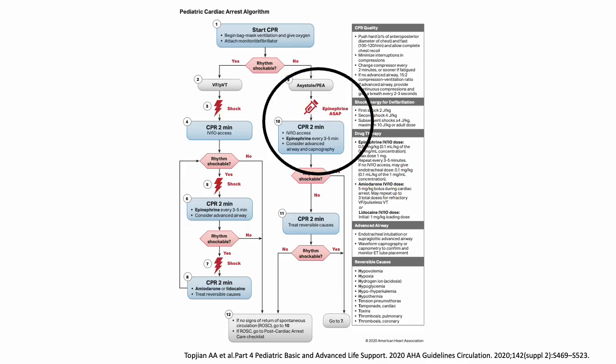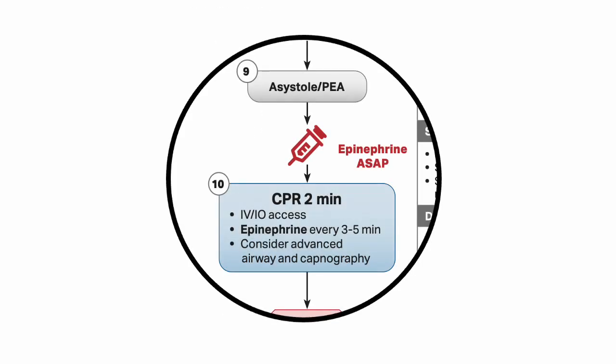The pediatric cardiac arrest algorithm emphasizes the early administration of adrenaline for asystole and PEA. Look for the cute little graphic of the adrenaline syringe in the algorithm as a memory aid.